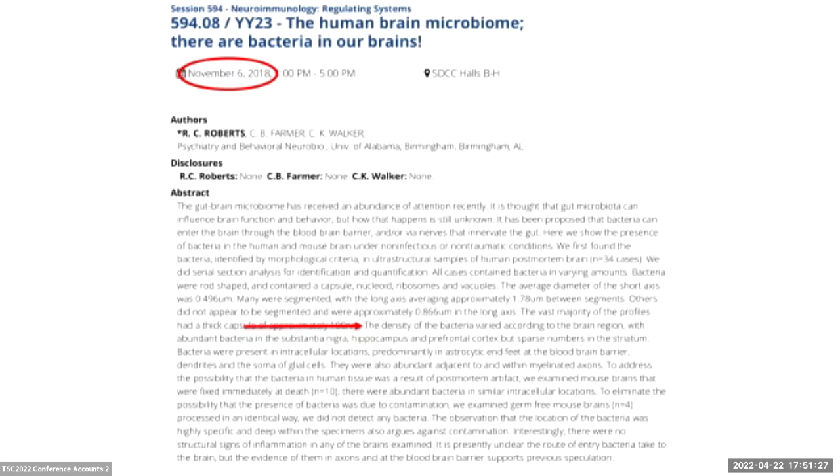This is more recent, 2018. These researchers from Birmingham, Alabama, checked the density of the bacteria, and they saw that the bacteria are not distributed equally in the brain, but some regions, like the substantia nigra, the hippocampus, or the prefrontal cortex, have a larger number of bacteria. And also the bacteria are inside the cells, in particular glial cells like the astrocytes.